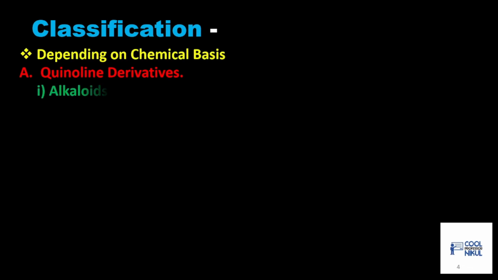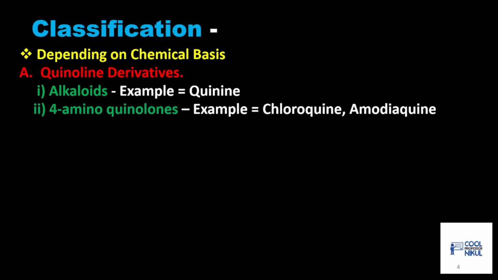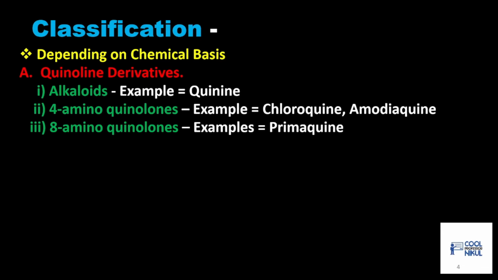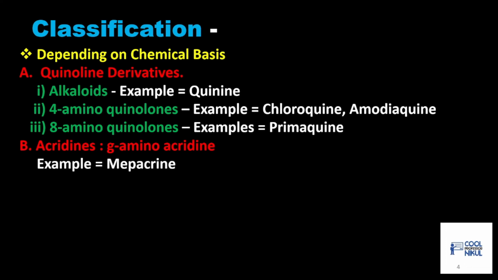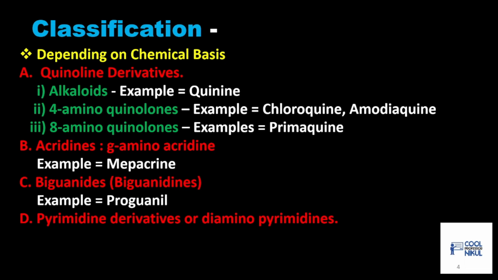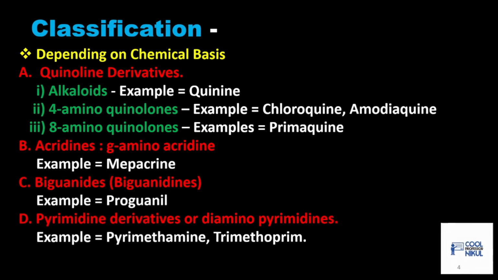Classification based on a chemical basis. The first one is quinoline derivatives. Alkaloids, example quinine. 4-aminoquinolines, example is chloroquine, amodiaquine. 8-aminoquinolines, example is primaquine, and acridines, 9-aminoacridine, example is mepacrine. Then biguanides, example is proguanil. Pyrimidine derivatives or diaminopyrimidines, example is pyrimethamine and trimethoprim.